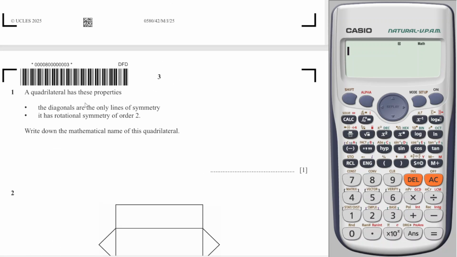A quadrilateral has three properties. The diagonal is the only line of symmetry. It has rotational symmetry of order 2. Write down the mathematical name of the quadrilateral. So we know that it is called a rhombus.